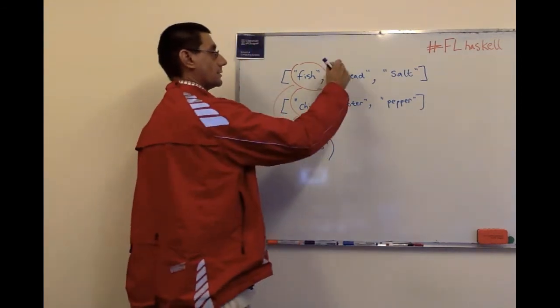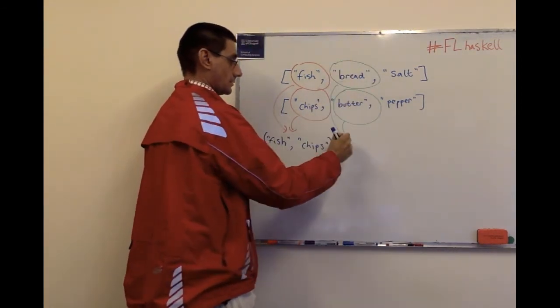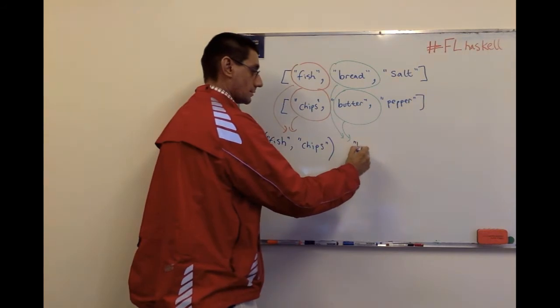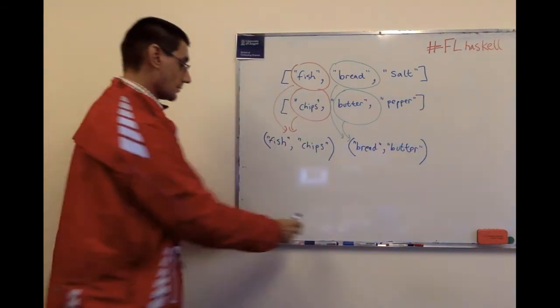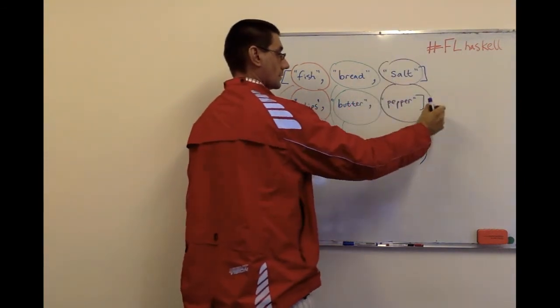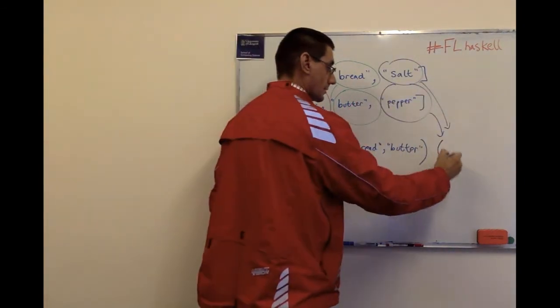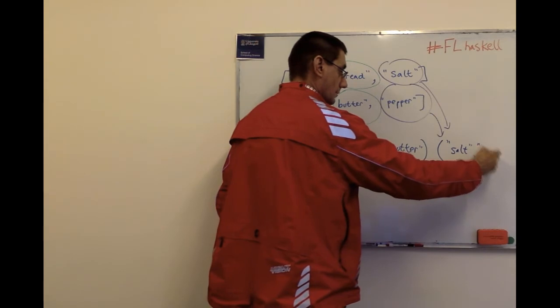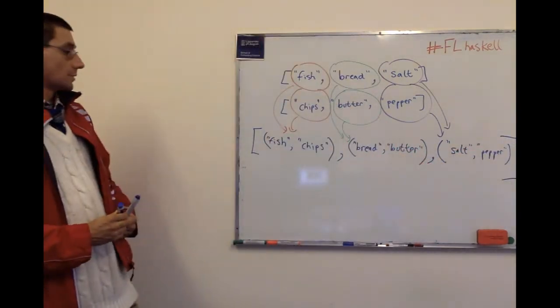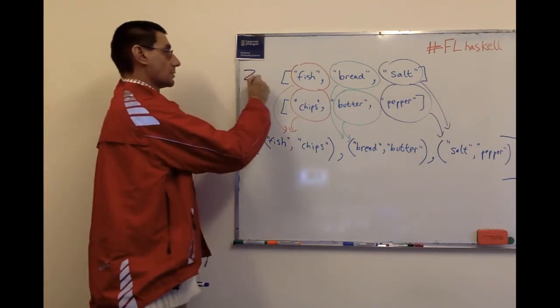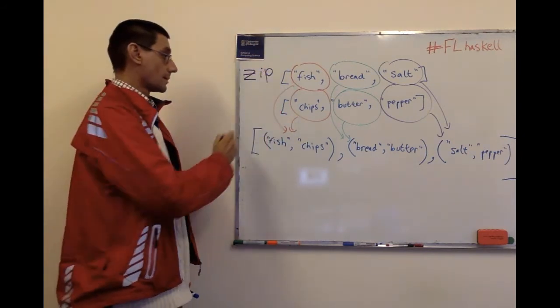It's the same with the second two elements from the list. Bread and butter belong together as a pair. And indeed, the last element from each list, salt and pepper, they also belong together as a pair. So from a pair of lists, I now have a list of pairs, which is precisely the behaviour of the zip function.